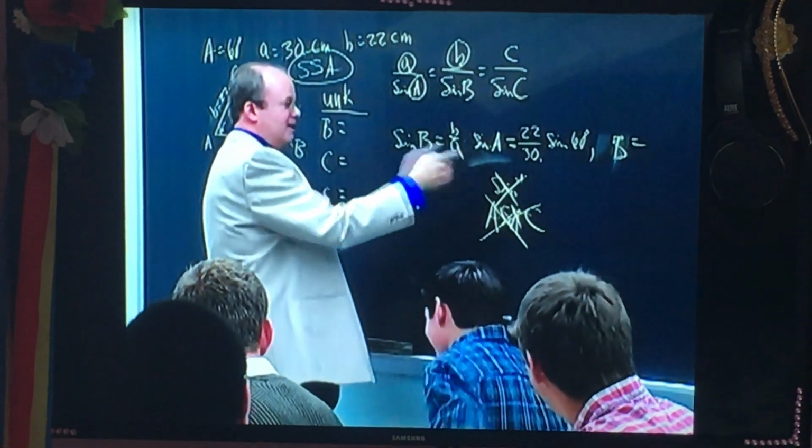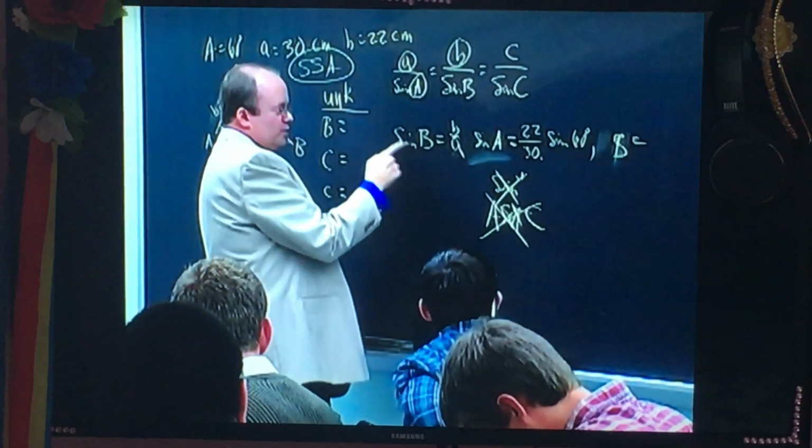Right, so sine of A is in the calculation. So back over here, we're trying to find the size of angle B.